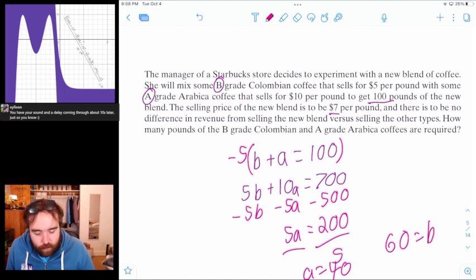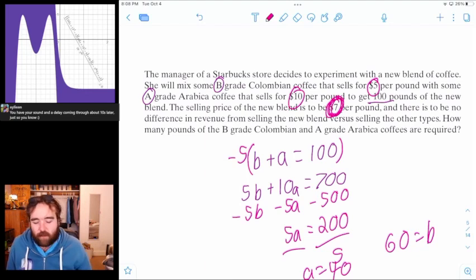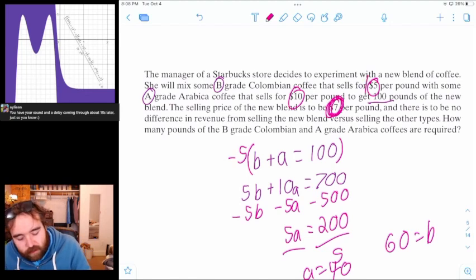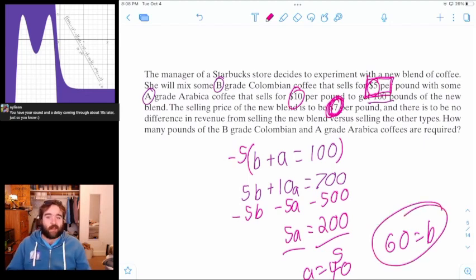And real quick, think for a second and make sure that makes sense. One was $5 a pound, the other was $10 a pound, and they're meeting roughly in the middle at $7 a pound. The middle exactly would be 7.5, and this is a little lower than that. So that should tell you that we expect there to be a little more of the grade B coffee than the grade A, and that's exactly what we found.